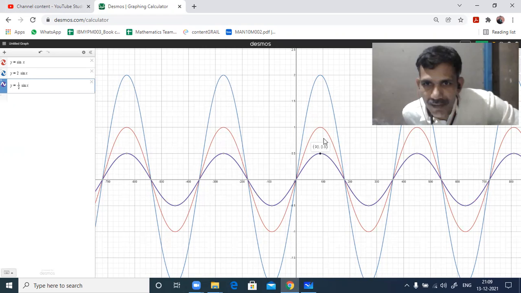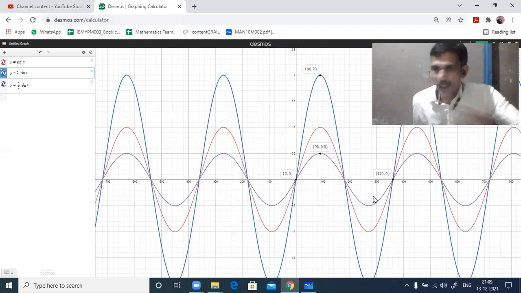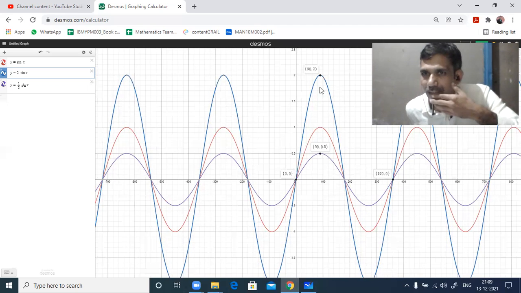Now what happened? See, invariant to x-axis only. The period will also remain the same. Period is 2 pi only, one full wave you see. It is completed at 360 degrees, sorry. This point, one full wave. The period remains the same. Only the amplitude will change.